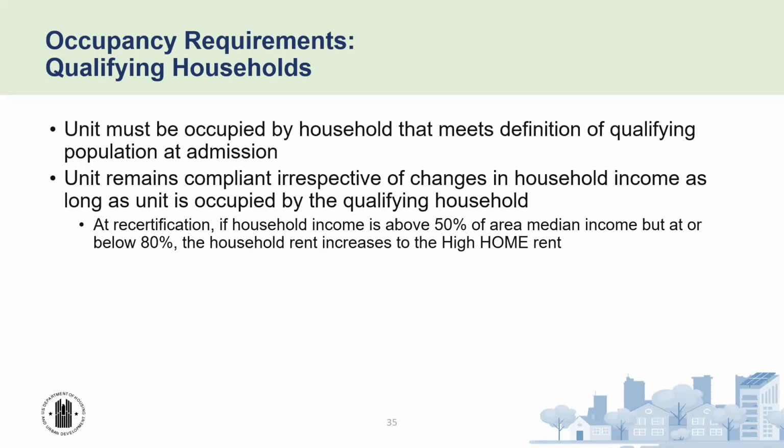However, at the annual recertification of the household's income, if the PJ finds that the household's income has increased above 50% of the area median income, but remains below 80% of the area median income, the unit rent increases to the high HOME rent. So the unit is still compliant as long as the tenant was originally determined to be a member of a qualifying population. But if they go above 50% AMI, but remain below 80, you have to increase the rent. Next slide.